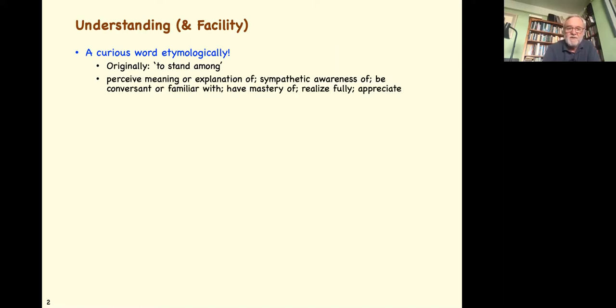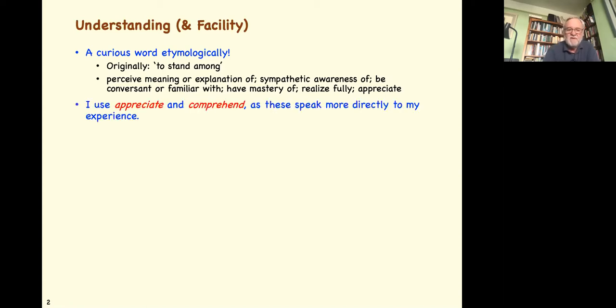But now it's being used to mean to perceive the meaning or explanation of something, to have sympathetic awareness of something, to be conversant or familiar with something, to have mastery of something, to realize fully, to appreciate. And whenever I run up against a word like understanding, where I lose a grip on what it really refers to, I find it's useful to replace it with some other words.